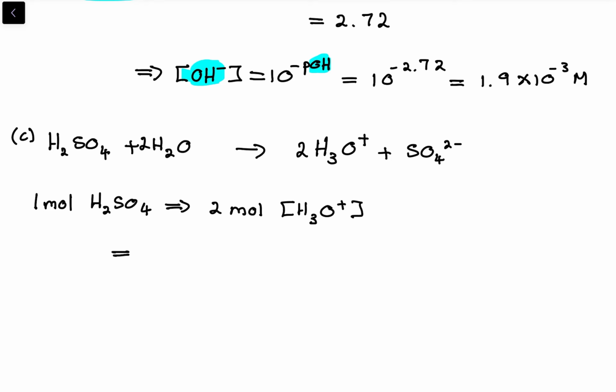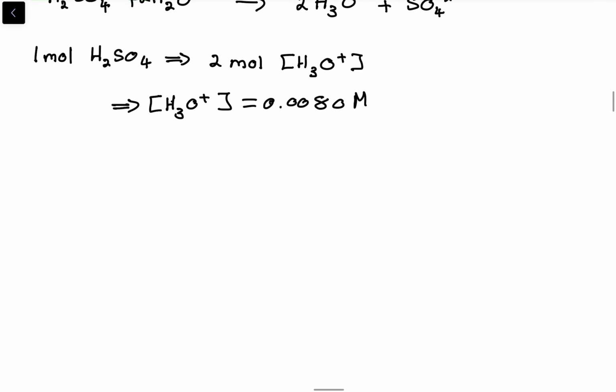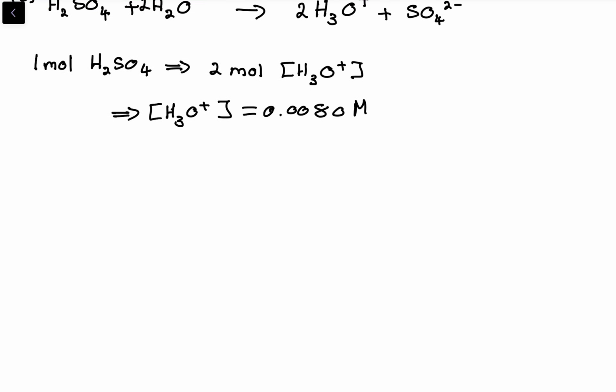So the concentration of H3O plus in this case is 0.0080 molar. Since it's a strong acid and it fully ionizes, we can take it just as how many ever protons it loses. So if it was a triprotic acid, it would have been 3 times the concentration of the acid. Right, so you just need to remind yourself of that. And then it is simple from there.